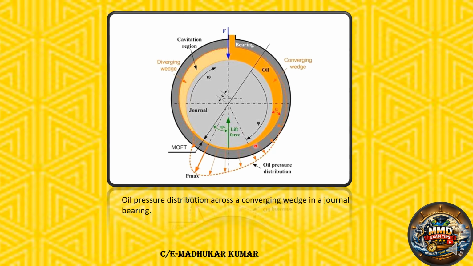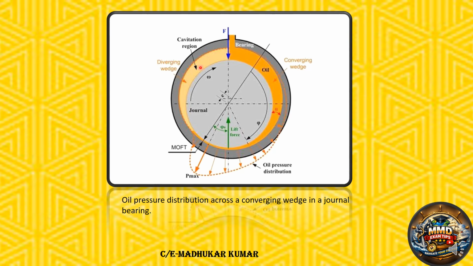Here again is the oil pressure distribution across the converging wedge of the journal bearing. You can see the lift force. This creates the lift. So basically the force is acting, and this is the bearing part. This is your shaft or the journal part. Once the motion starts like this, you can see that the oil squeezes between these surfaces, and this is your diverging wedge. You can see it is written diverging wedge.